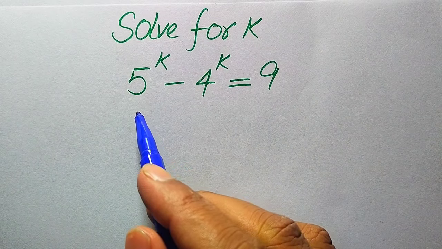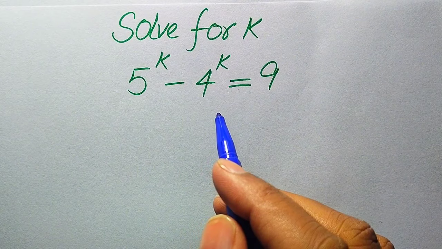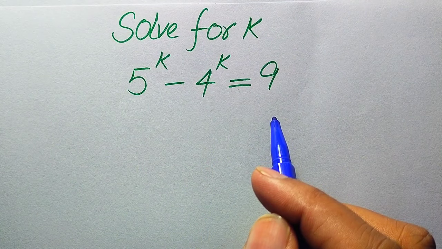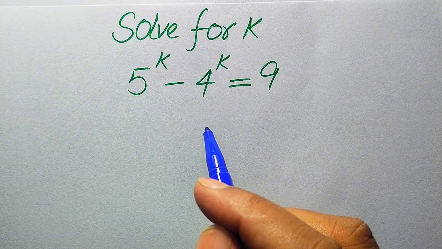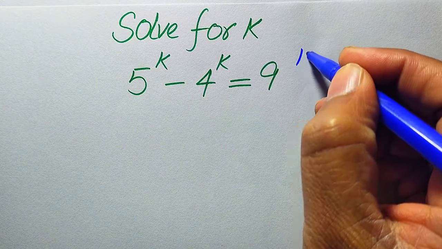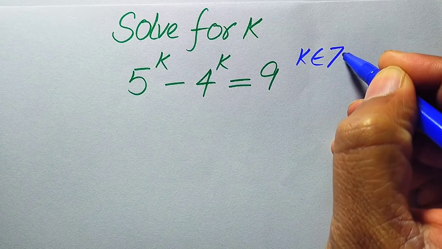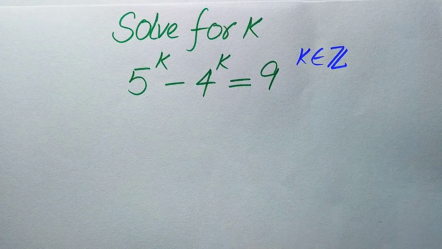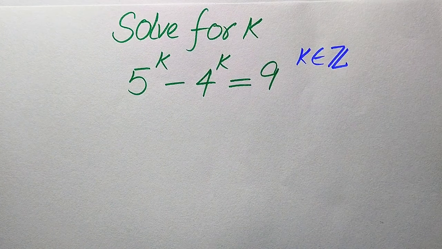So here we have 5 to the power of k minus 4 to the power of k equals 9, and we solve this problem for all the values of k. Here k must belong to the integers. It means that we solve this problem for integer values of k.